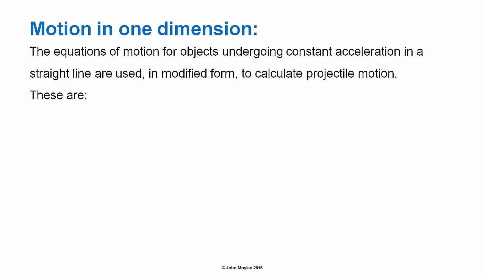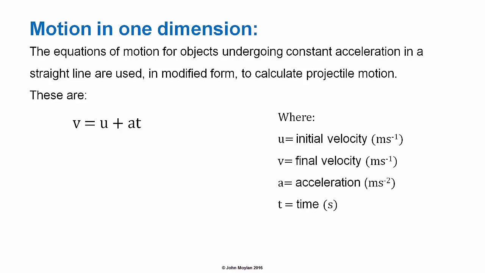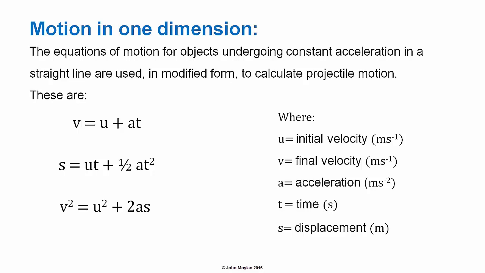Motion in one direction. The equations of motion for objects undergoing a constant acceleration in a straight line are used in modified form to calculate projectile motion. These are V equals U plus AT, where V is final velocity in meters per second, U is initial velocity in meters per second, A is acceleration in meters per second squared, and T is time in seconds. S equals UT plus a half AT squared, where S is displacement in meters, U is initial velocity, T is time, and A is acceleration, and V squared equals U squared plus 2AS.